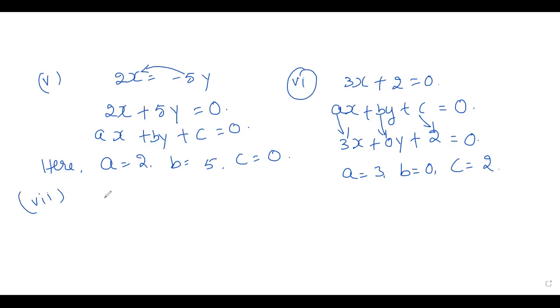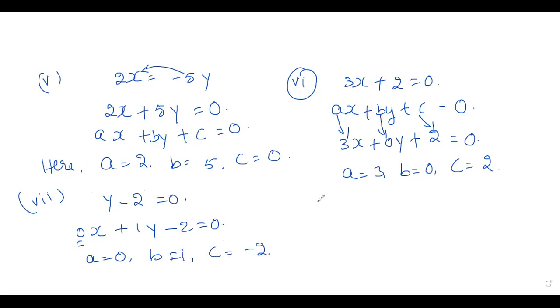Next one, y minus 2 is equal to 0. There is no x term here. In place of x, you can write 0. 0 into x plus 1y minus 2 is equal to 0. What is a here? A is 0, b is 1, and c is minus 2.